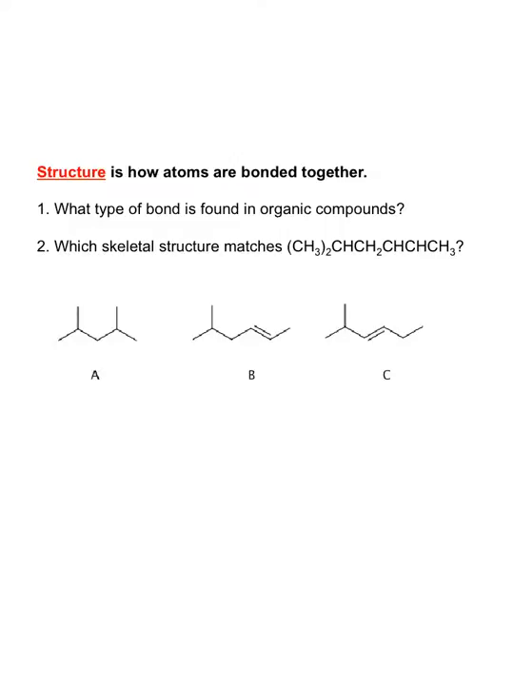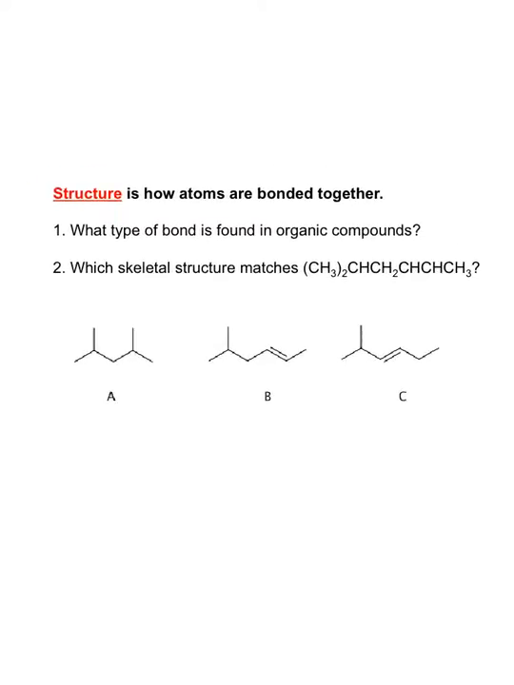Question 1, the answer is covalent bonds. For question 2, let's take a look at structure. So we have two CH3 groups bonded to a carbon, which is bonded to an H. That carbon is bonded to two hydrogens, this carbon is bonded to an H.